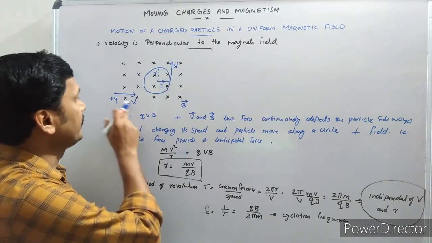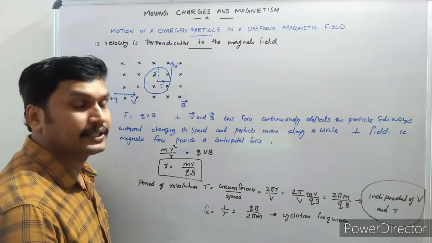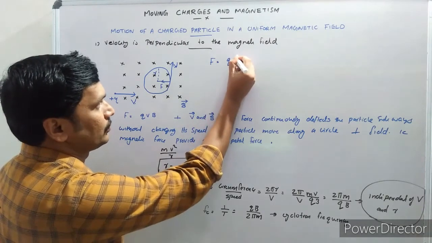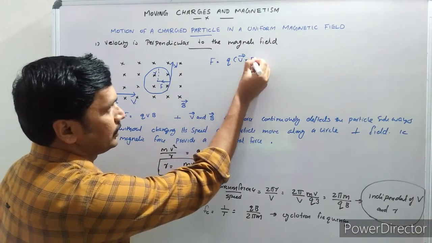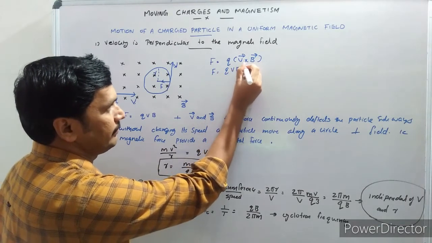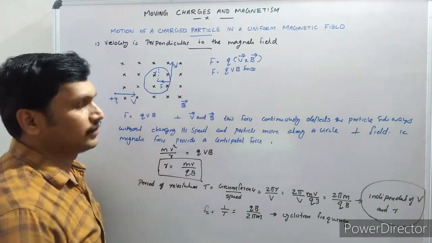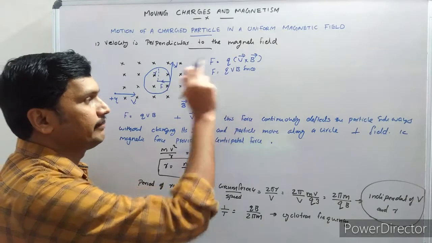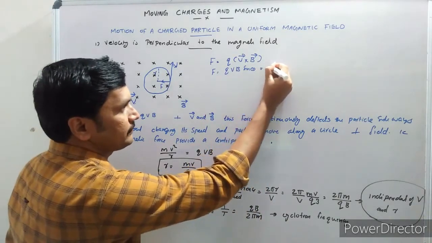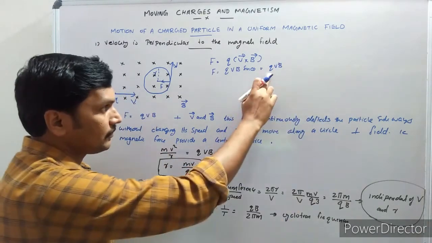Now when the charge is moving through a magnetic field, it experiences a magnetic Lorentz force. So how can you calculate the force? F = Q into V cross B, or F = QVB sine theta. Now the charge is moving perpendicular to the field, so the angle between V and B is 90 degrees. So the force is maximum, QVB. The force acting on the charge is QVB.